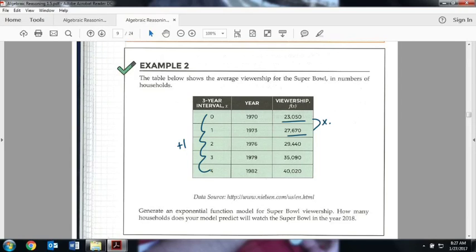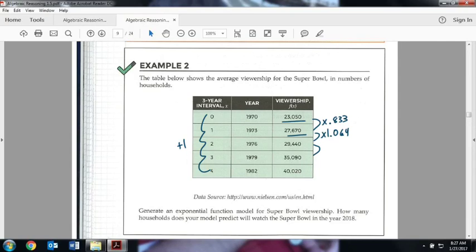So it's times 0.833. Then 29,440 divided by 27,670. We get 1.06, so times 1.064. And we can round that third digit in a little while. Keep on going.